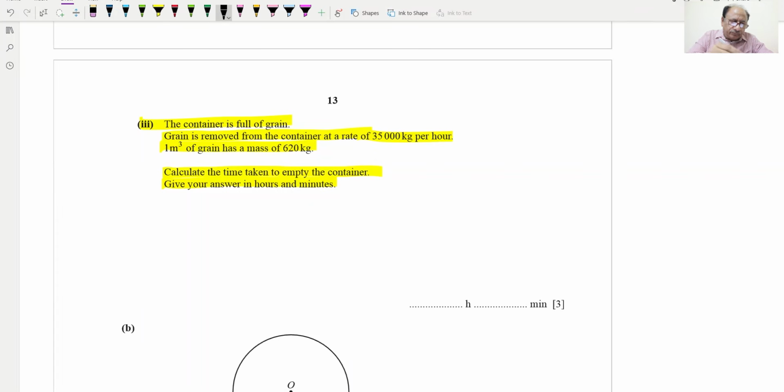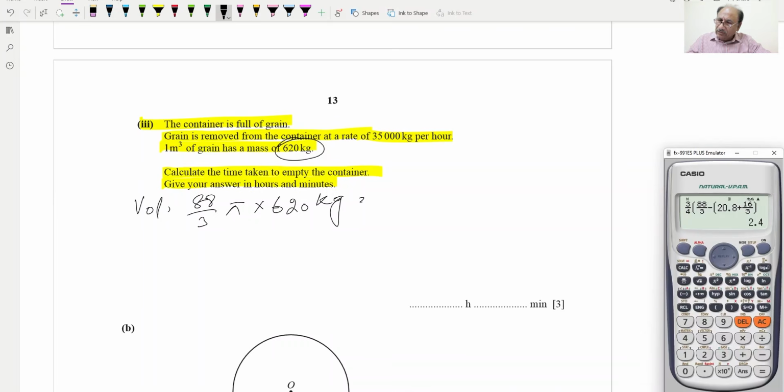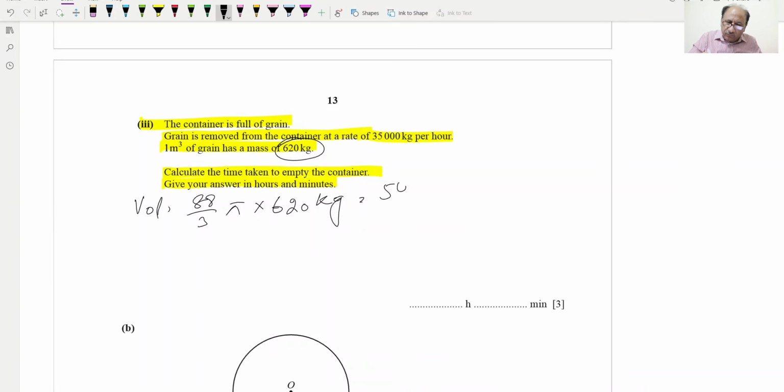So volume we know is 88 by 3 pi into 620 kilograms. So this one in kilograms we can calculate: this will be 88 over 3, multiplied by pi, multiplied by 620, and this will be equal to 54560 over 3 into pi.